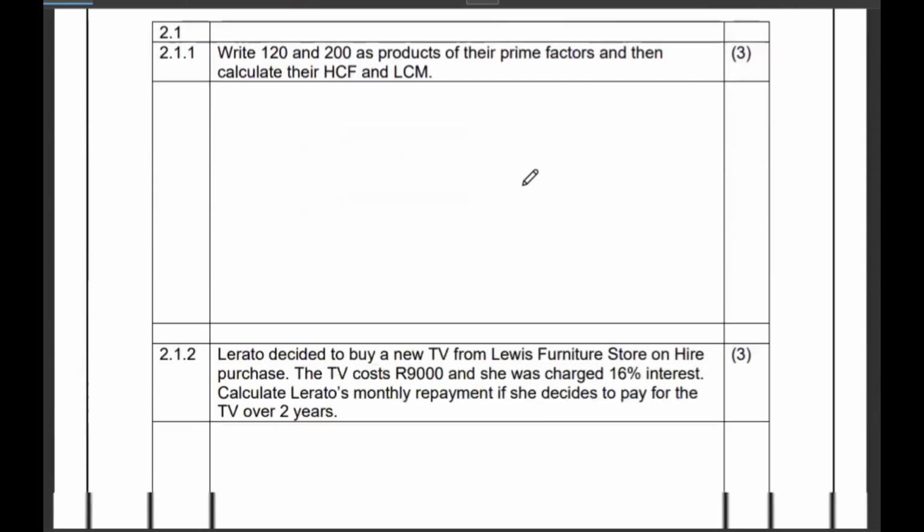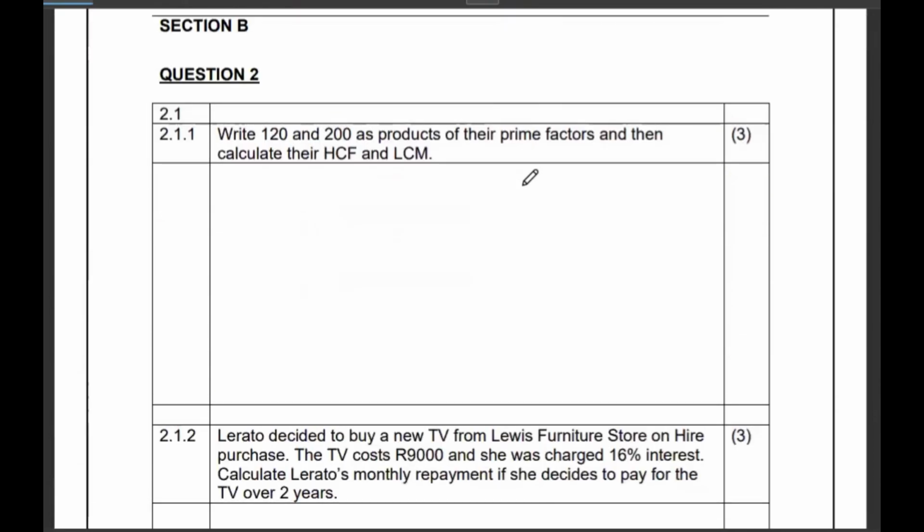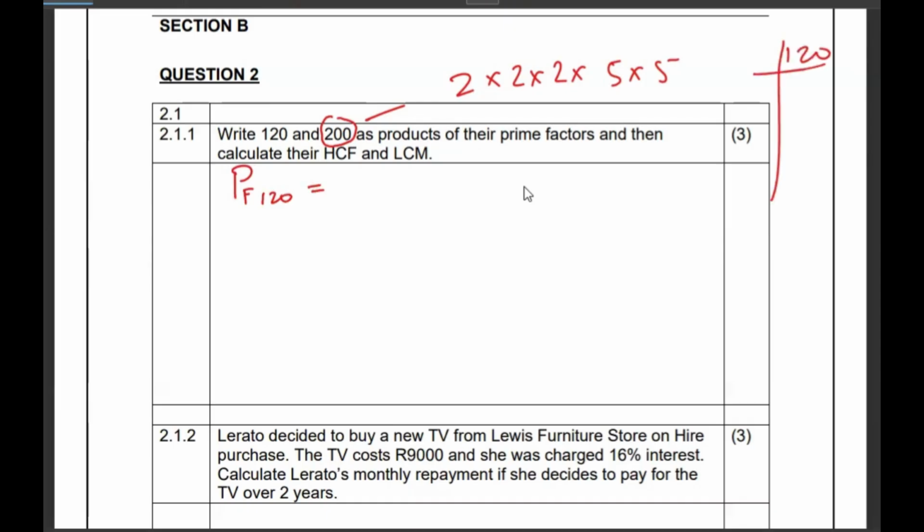Okay, question 2. Write 120 and 200 as products of their prime factors. So we've already seen the 200, okay? That is going to be 2 by 2 by 2 by 5 by 5, okay? So I'm going to say that prime factors of 120, I'll do the same thing, the way we broke down the 200. So by 2 is 60, by 2 is 30, by 2 is 15, 15 can be divided by 3, which gives us 5, and then by 5 is 1.